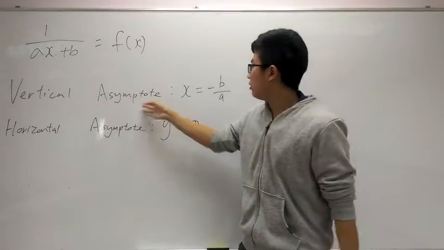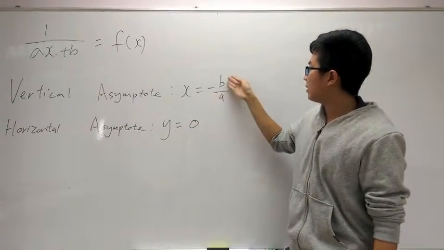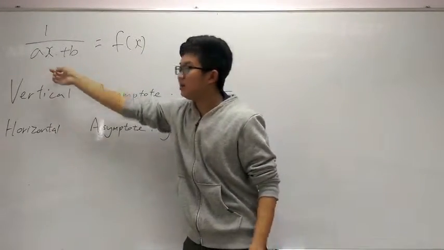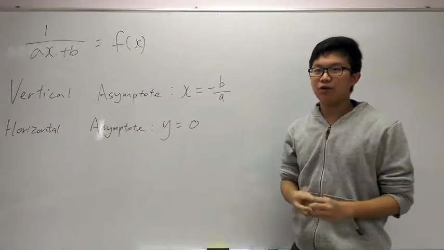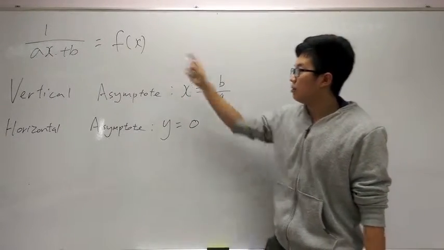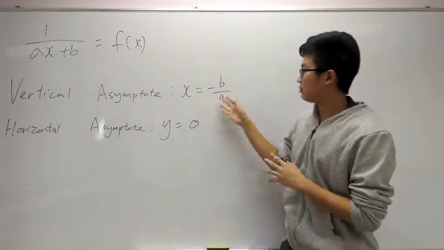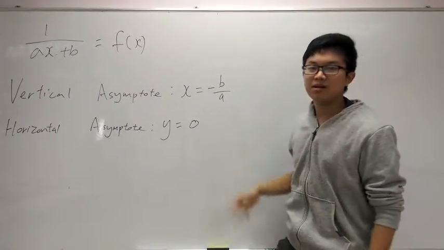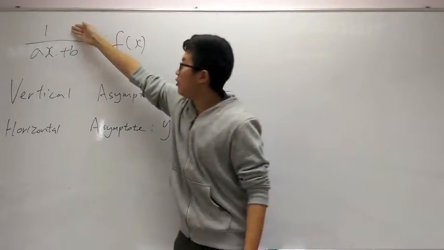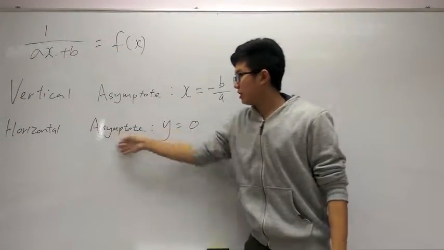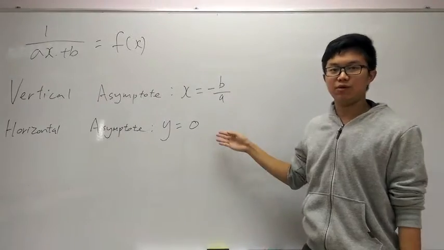For a vertical asymptote, we can use x = -b divided by a. From here, as you can see, the denominator can never be 0. That's why if x = -b divided by a, the denominator will be 0. That is why this is the restriction of x and the vertical asymptote. And since the numerator is already 1, y can never be 0. That is why the horizontal asymptote is y = 0.